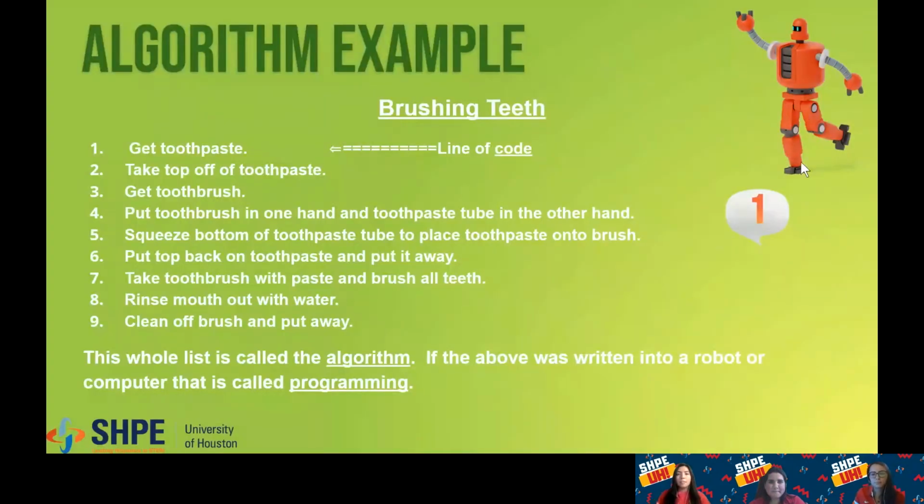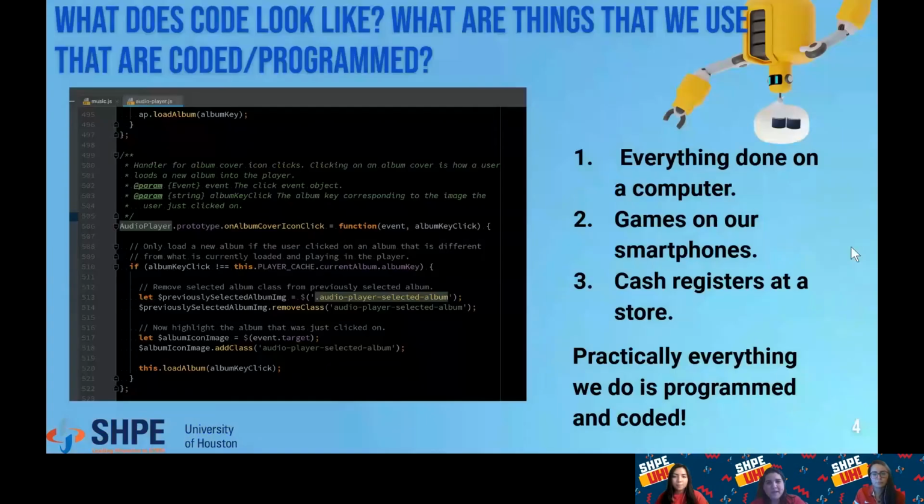So let's give an example about brushing your teeth. Right here you see the steps you use to brush your teeth. First you would get the toothpaste, take the top off the toothpaste, get the toothbrush, and so on. Feel free to pause to take a look at the steps, but all in all, the steps in this list are called an algorithm. If the above was written into a robot or a computer, then it would be called a program. Here is an example through Java of how this code would look.